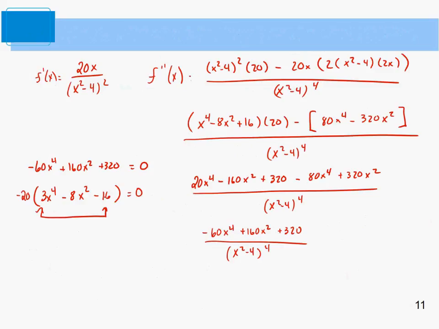So 3 times negative 16 is negative 48. So I need to factor negative 48 into two numbers that add together to be the middle term. So I need two numbers that multiply to be negative 48 but add to be negative 8. 4 and negative 12. So here comes the amazing part. At this point, if I were doing AC method, I would rewrite this as 3x to the fourth minus 12x squared plus 4x squared minus 16 and do factoring by grouping. I don't like to do that. I like the amazing method.